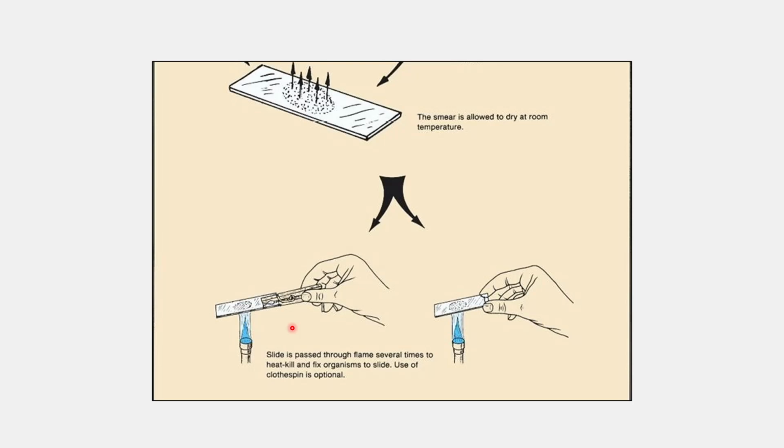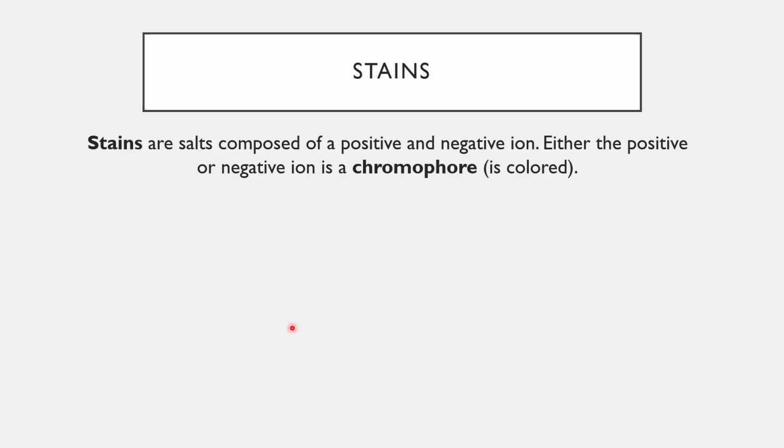Now let's talk about staining. So stains on a chemical level are actually considered salts that are composed of a positive and a negative ion. Just like sodium chloride is composed of the positive ion sodium and the negative ion chlorine put together to form table salt, stains are composed in the same way. However, in the case of a stain, either the positive or the negative ion is something called a chromophore, which is a chemical compound that has a color associated with it that's visible to our naked eyes.